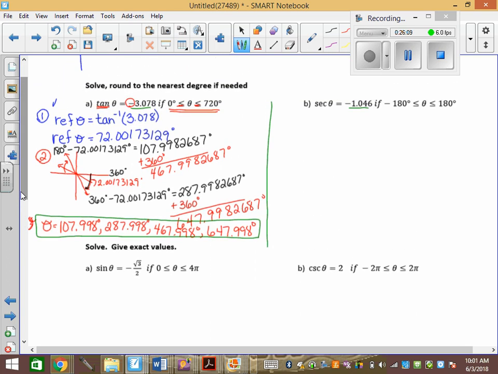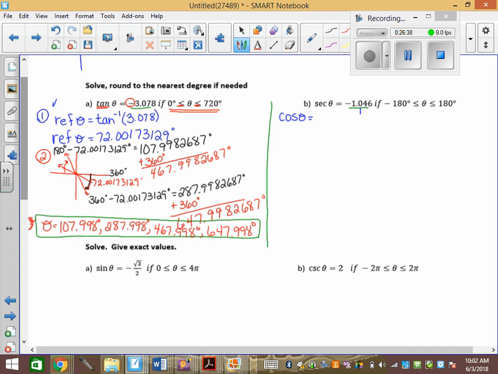Then we have secant theta equals negative 1.046, if negative 180 is less than or equal to theta is less than or equal to 180. So we want to solve for theta. However, we don't have a second secant button. So we'd have to do cos theta, and cos is just secant flipped. You can flip an answer. You cannot flip an angle.